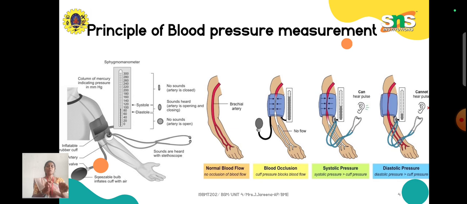It's very simple. I have given four pictures detailing how normal blood flow will be, and what will happen when you place the BP apparatus: in the initial stage, when you give very high pressure, the cuff pressure should be greater than the systolic pressure, and then what happens when the pressure is released very slowly. At one point you will hear the sound, and that is called the systolic pressure, and at one point the sound disappears, and that point is called the diastolic pressure. This is the basic principle of blood pressure measurement.